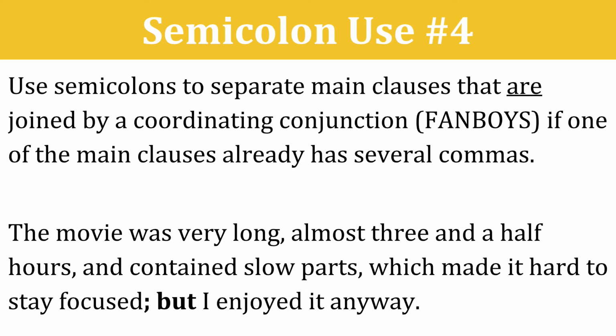So in the example below, it reads, "The movie was very long, almost 3.5 hours, and contained slow parts, which made it hard to stay focused; but I enjoyed it anyway." So in that first main clause, the movie was very long, almost 3.5 hours, and contained slow parts, which made it hard to stay focused, you see we have several commas. So in that instance, we want to use the semicolon and the coordinating conjunction to join the two main clauses so that we're not confusing our reader with many commas in the sentence that might make it hard to figure out what exactly we're trying to say.